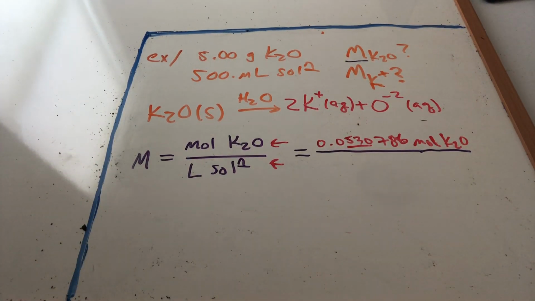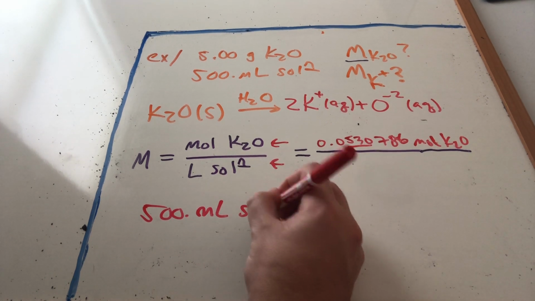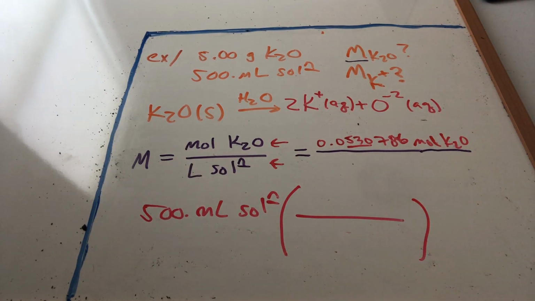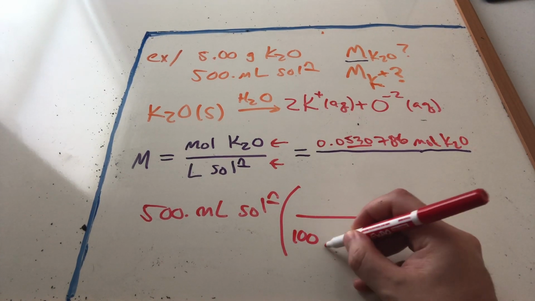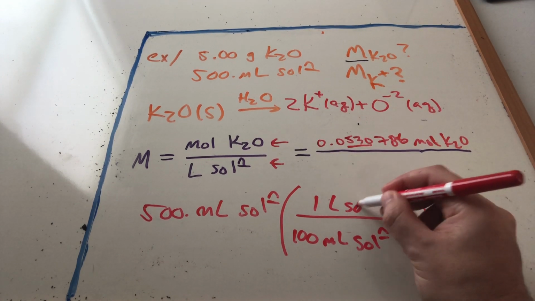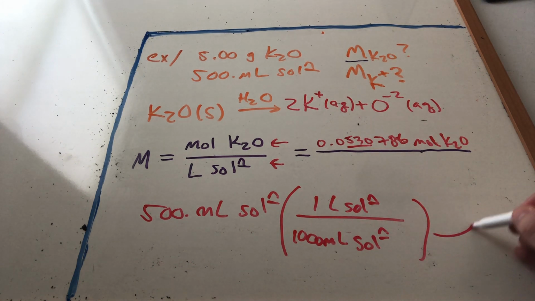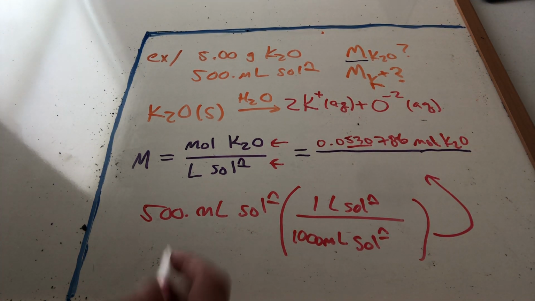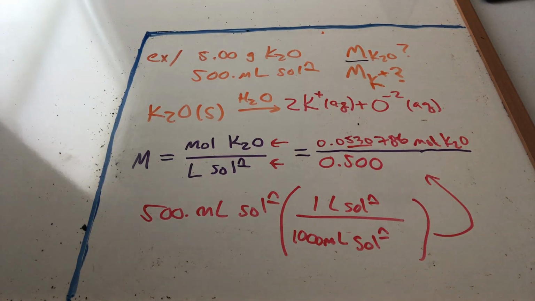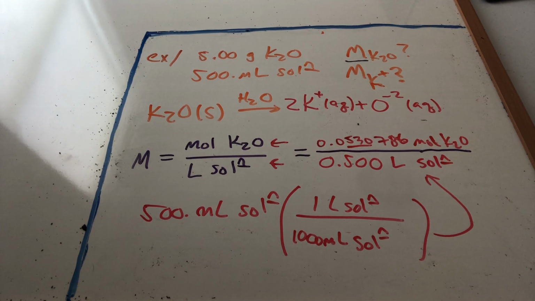So in this case, right, I'm given 500 milliliters of solution. Okay. Do I know how to get liters of solution from milliliters of solution? Well, sure. 1,000 milliliters of solution is 1 liter of solution. Right? 1,000, not 100. Okay. This number then, I'm just going to stick right here. Okay. So when I do this, I get 0.500 liters of solution.